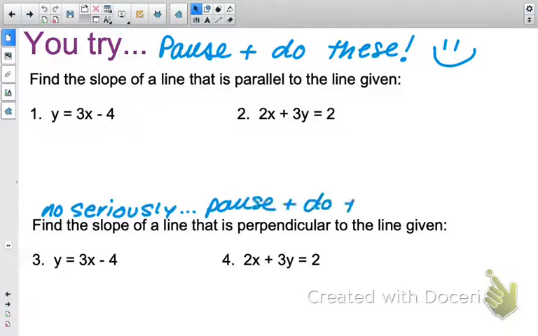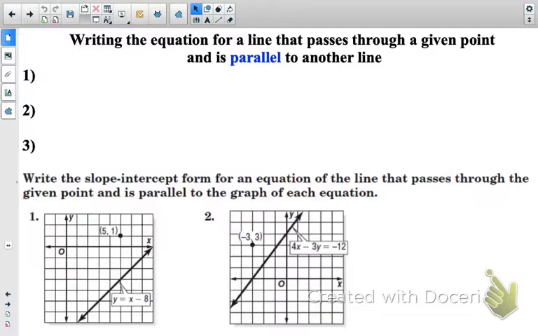No, seriously, pause and do them right now. All right, writing the equation for the line that passes through a given point and is parallel to another line. This kind of sounds like a lot of information, but let's break it down into 3 steps.